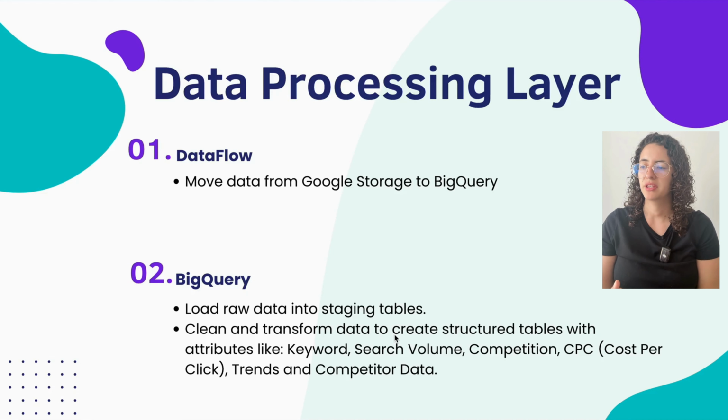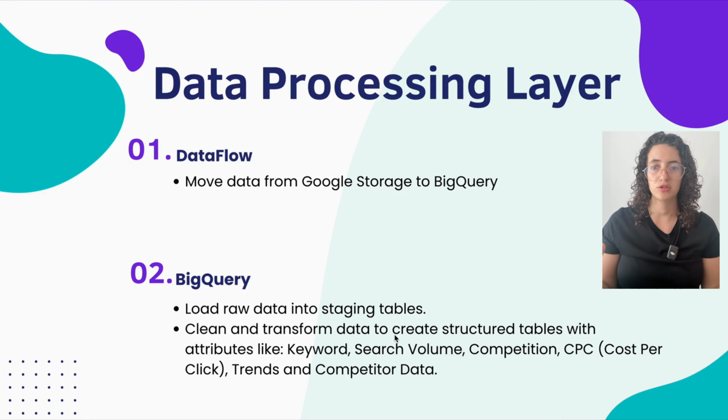Now we're going to talk about the data processing layer. Firstly, we're going to be using Dataflow to move the data from Google Storage to BigQuery in an automated form. And then we're going to be using BigQuery to load the raw data and make some staging tables. And after using some SQL queries, we're going to clean and transform the data to create structured tables that will help us get the keywords, the search volume, the competition, the cost per click, the trends, and the competitor data into structured tables.